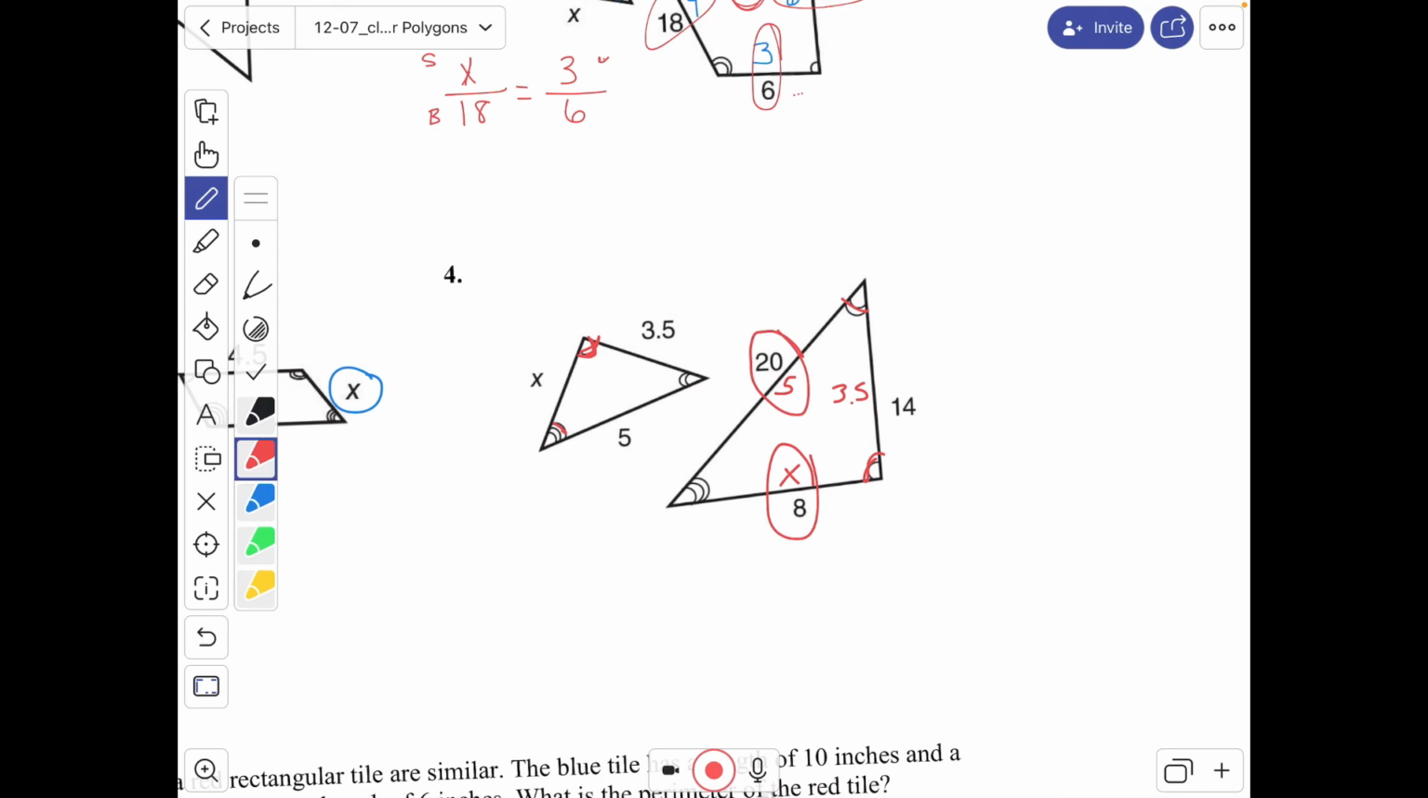Again, I just picked one. It doesn't matter. You can pick the other one. Little shape on top, big shape on bottom, and again, little shape on top, big shape on bottom, and then solve the proportion.